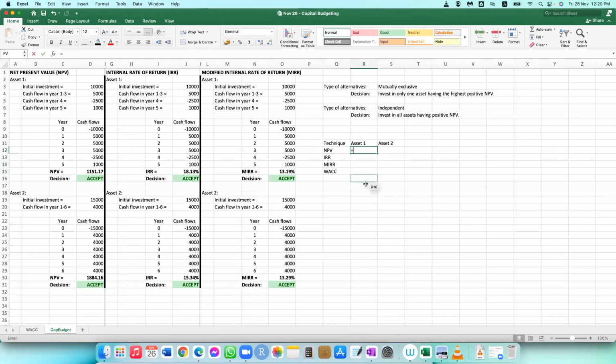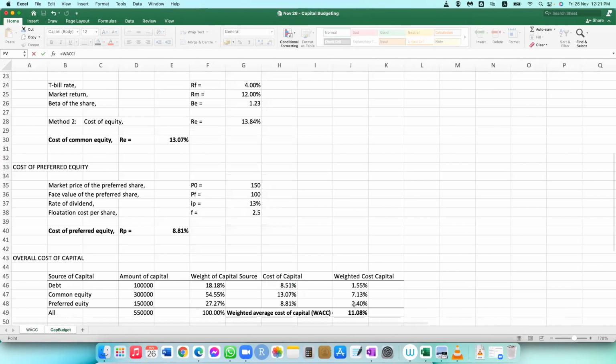So NPV for asset one is equal to this one. Asset two is equal to this one. This is just a summary. It is always useful to have a summary table. IRR of asset one is this one, and asset two is this one. MIRR of asset one is this one, and MIRR of asset two is this one. And weighted average cost of capital in every case is this one.